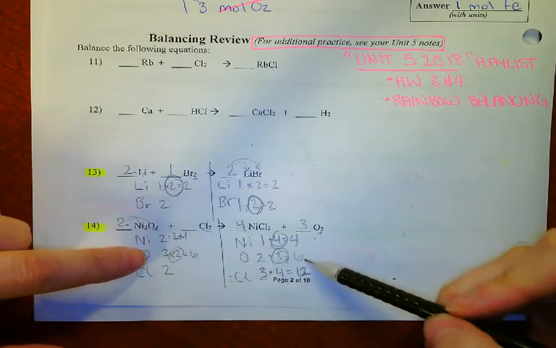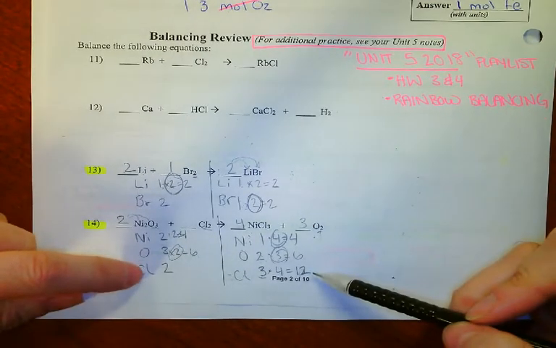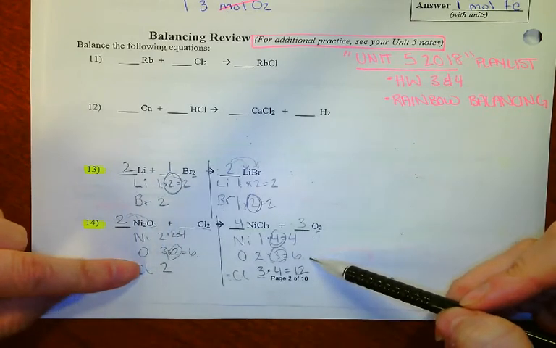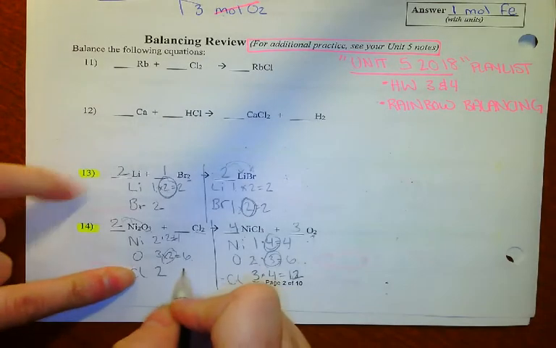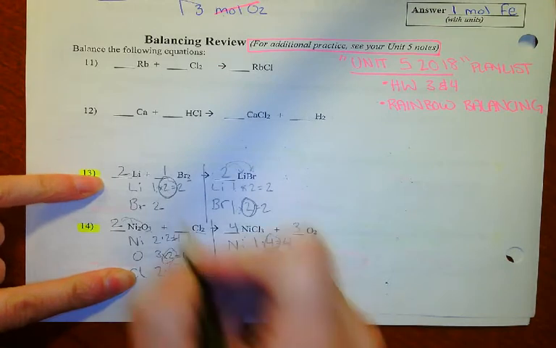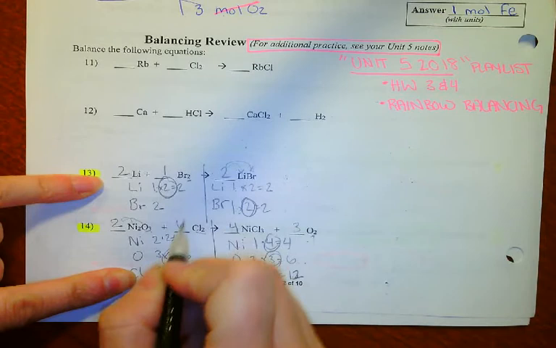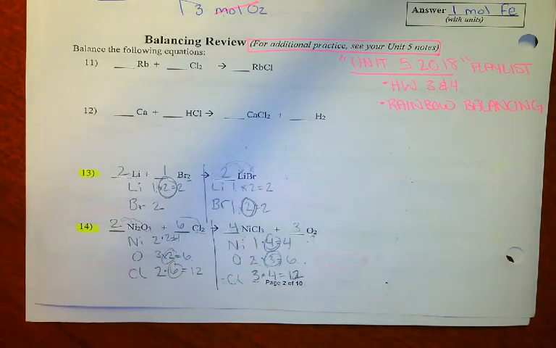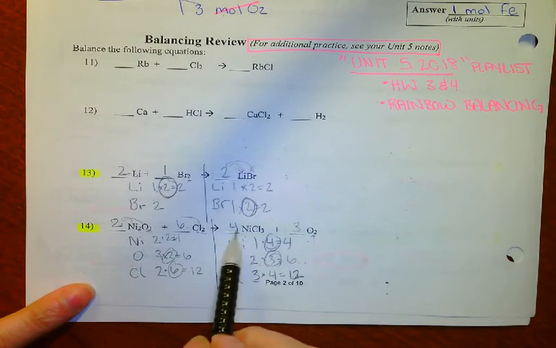My oxygens are balanced at 6. My chlorines are not even close to balance. I've got 2 and 12. So I go to the smaller side, and if I want this to equal 12, I multiply it by 6. So I would say 6 chlorine times 2 equals 12. And then we're balanced. 2, 6, 4, 3.